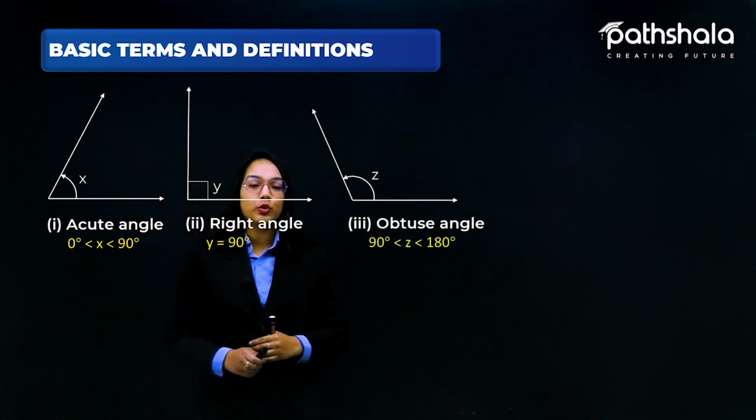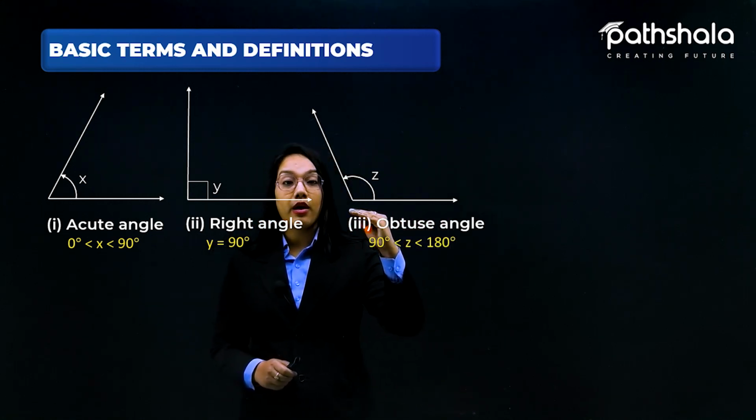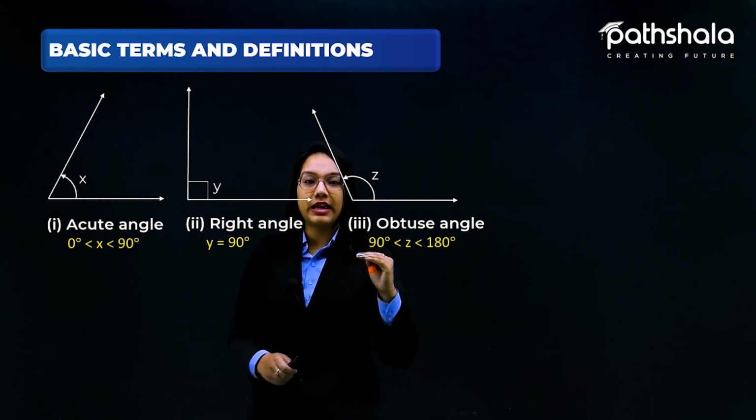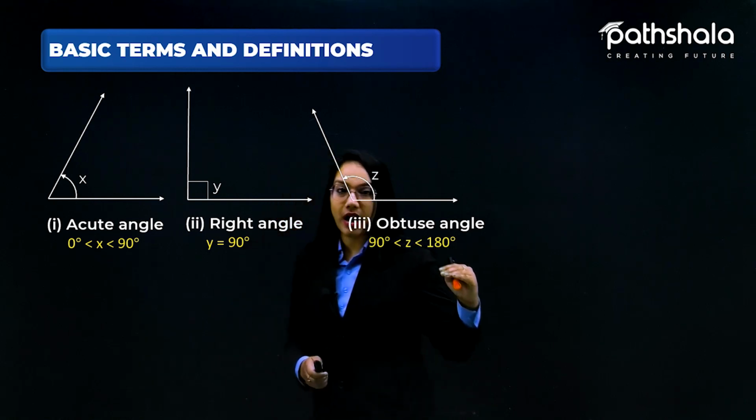And what is an obtuse angle? As you can see, this angle Z is called an obtuse angle, and the obtuse angle measure always lies in between 90 and 180. So it is lying in between 90 and 180.